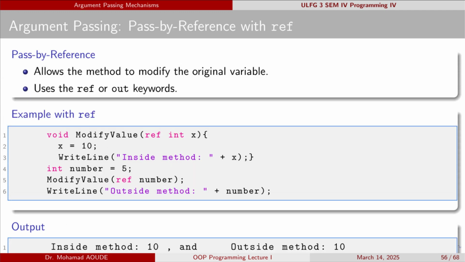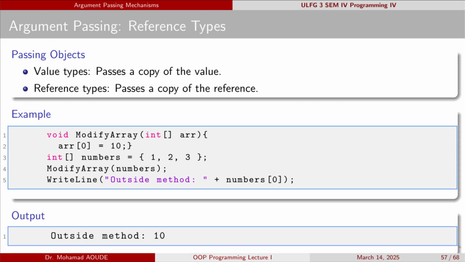Now, let's talk about argument passing by reference. Normally, method parameters are passed by value, meaning a copy is made. But with the ref keyword, you pass the actual reference. Changes made inside the method affect the original variable. In this example, after calling ModifyValue(ref number), the value of number is changed to 10, both inside and outside the method.